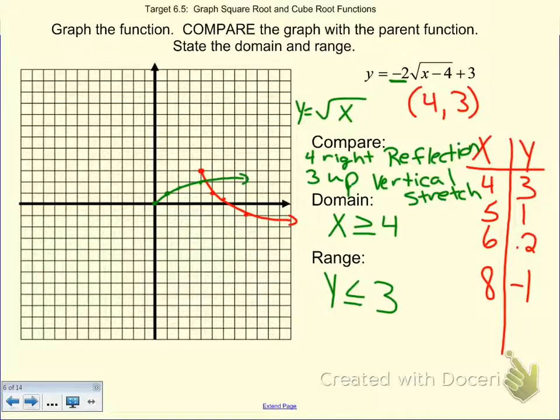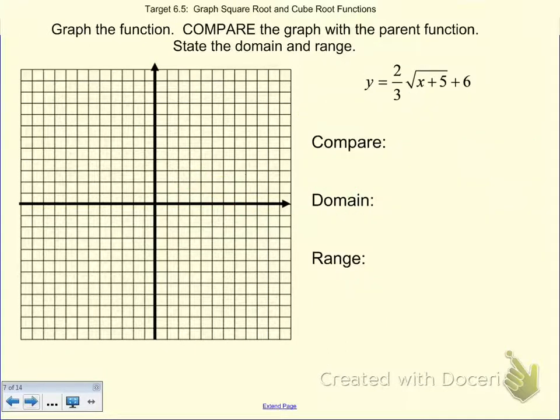Okay, the next one is very similar to this. If you skip the next one, make sure you get the third graph because that's a little different. Okay, y equals 2/3 square root of x plus 5 plus 6. So we find our Hankin-Kelly point first and foremost. That's the point -5, positive 6.